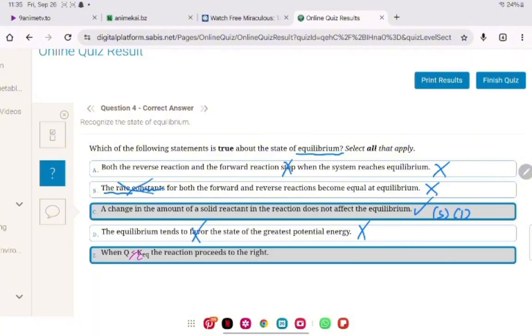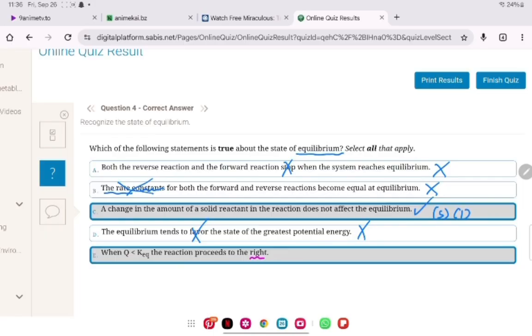So they said when Q, let's think of Q as where we are right now, where the reaction is right now, and K is the goal for the perfect equilibrium, the perfect amount of products. The reaction proceeds to the right, so we have to see if it does proceed to the right. Like I said, think of K as the goal for the perfect amount of products, and Q is where we are right now.